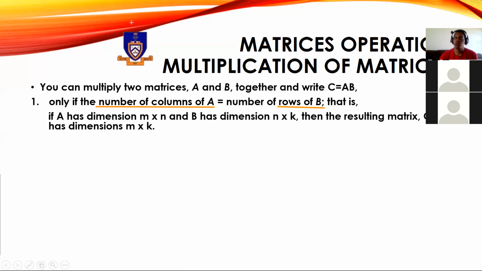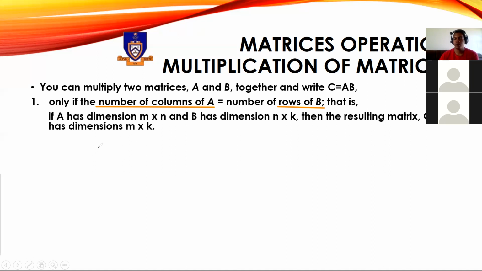Now, let's first talk about what this means. Beforehand, we know that to add and subtract matrices, the number of rows and number of columns must be the same for both matrices, then we can add them. But for multiplication, the number of columns of the first matrix must be equal to the number of rows of the second matrix, okay? If A has a dimension M by N and B has a dimension N by K, then the resulting matrix C will have a dimension M by K.